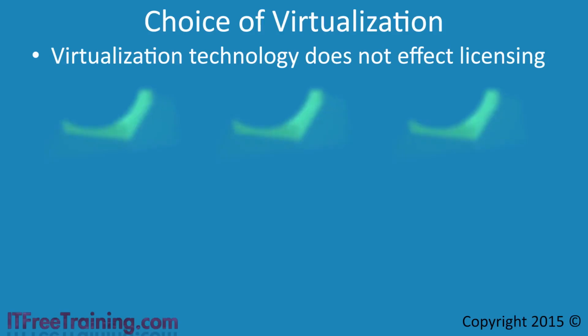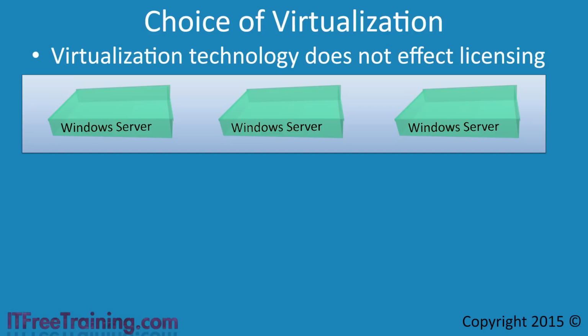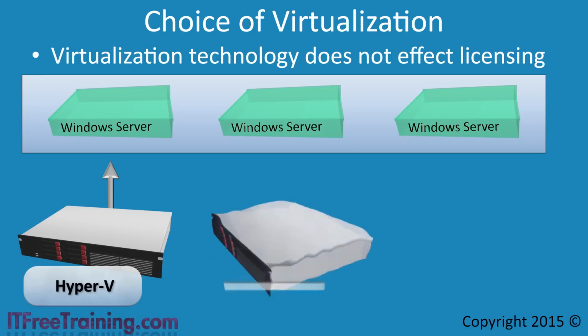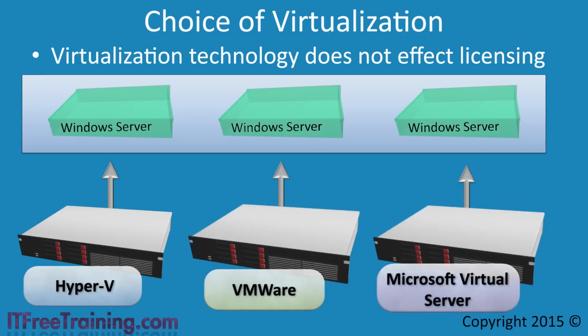For example, if you have 3 copies of Windows Server running in virtual machines, you could run these 3 virtual machines using Hyper-V. You could also run them using VMware or Microsoft Virtual Server. There are a number of virtualization products available on the market, and your choice of which one to use does not affect licensing of Windows Server.